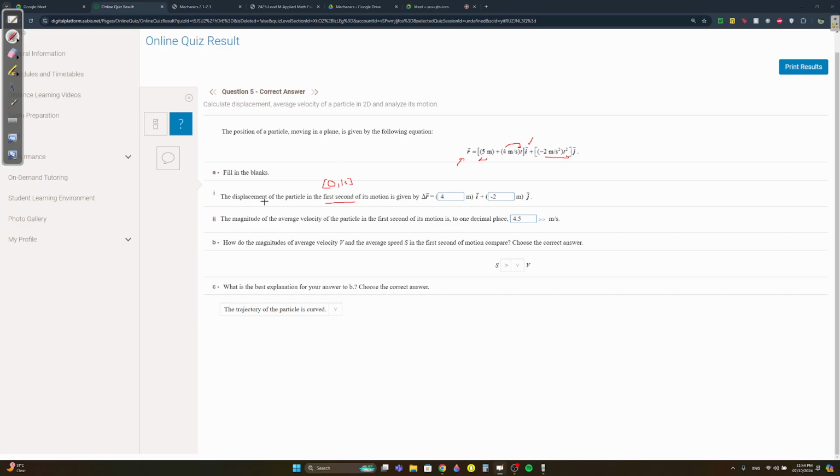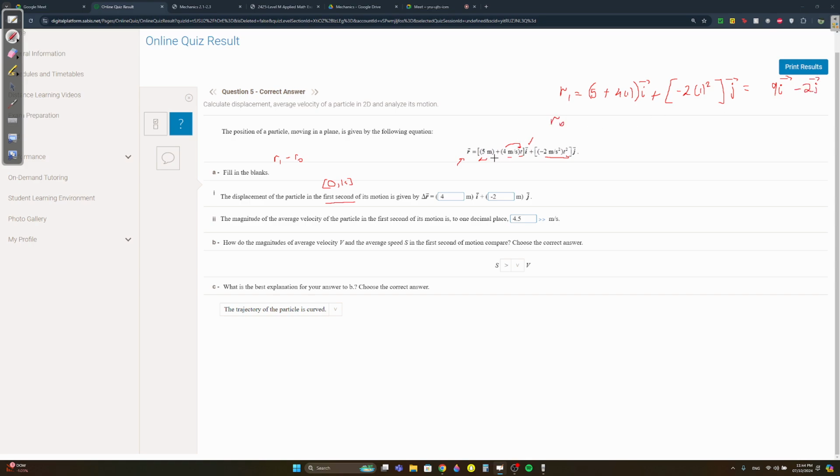So you're going to do the displacement, r of 1 minus r of 0. Let's find r of 1. r of 1 is going to be equal to 5 plus 4 times 1 for the i component, plus for the j component minus 2 times t squared, so 1 squared. So this is going to be equal to 9i minus 2j. This is r1.